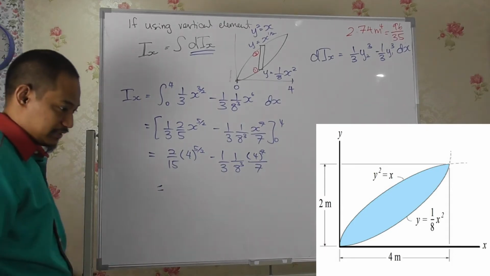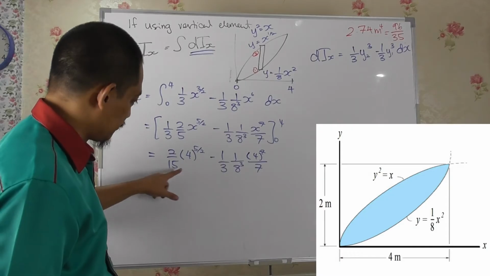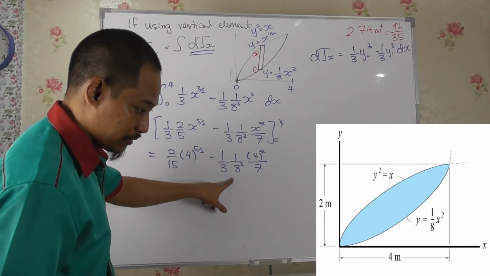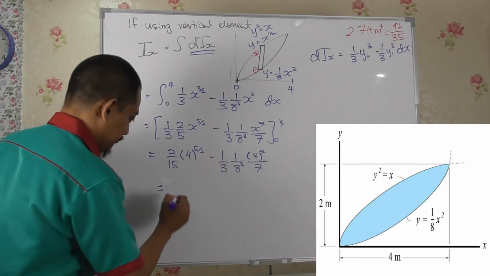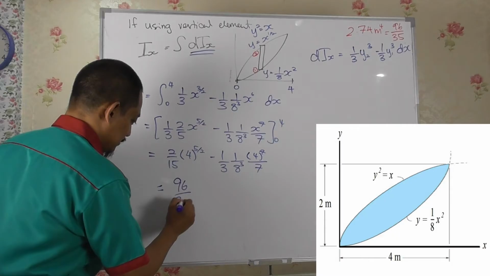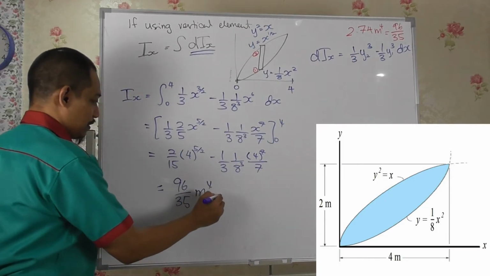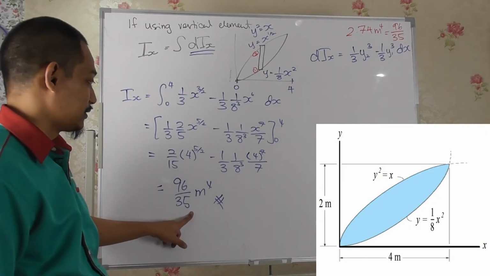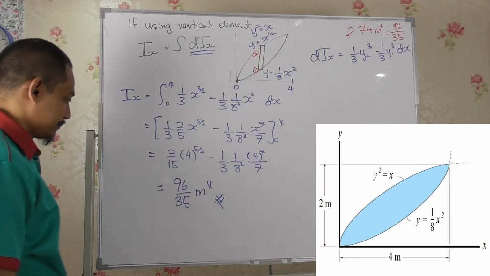Right, so if you calculate this, let me check, it should be the same, right? 2 over 15 times 4 to the power of 5 over 2, minus 1 over 3 times 1 over 8 cubed times 4 to the power of 7 over 7, right? So it should give you 96 over 35 meter to the power of 4, which is exactly the same as what we have calculated using horizontal element just now, right? We have noted the answer there. It should be the same.